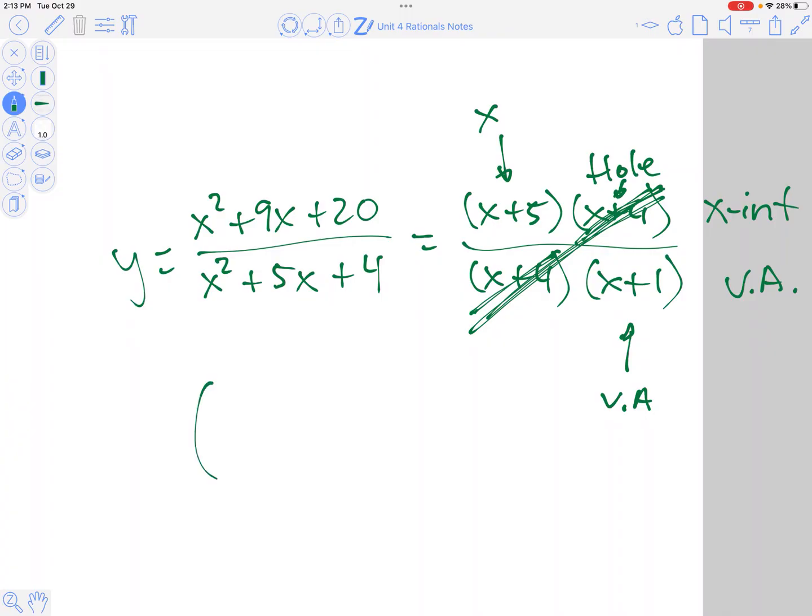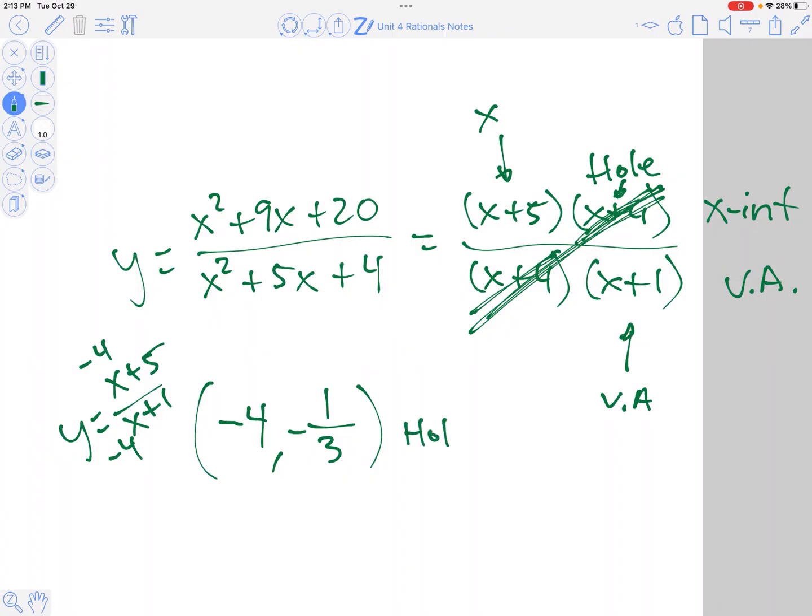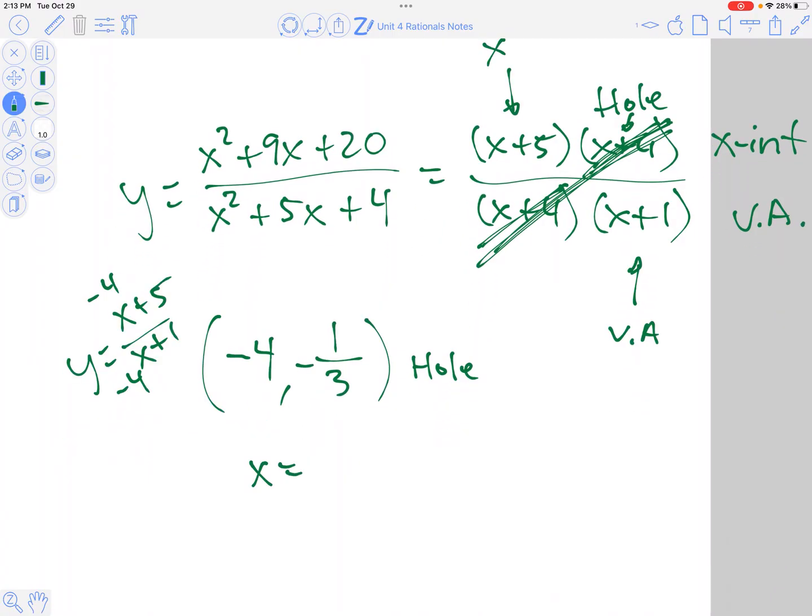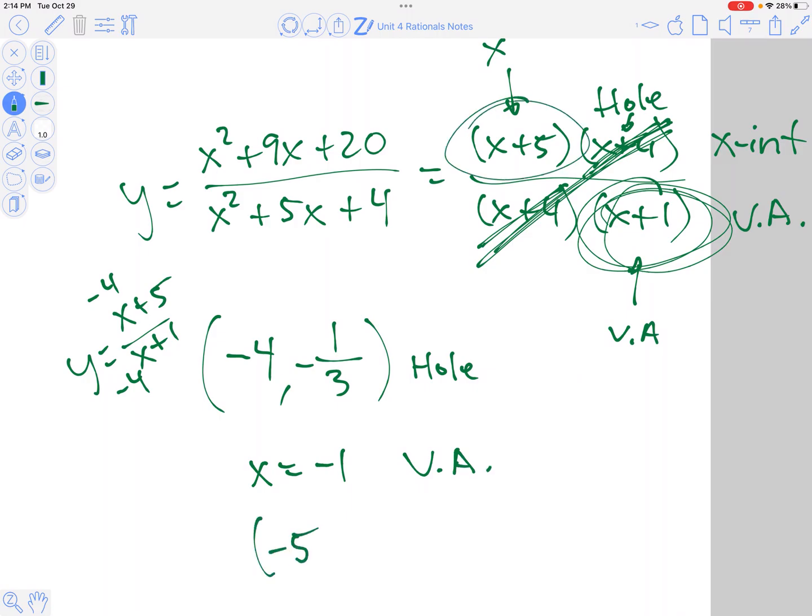Okay, so our hole is at -4, because -4 plus 4 will make 0. You can't divide by 0. In the top you can have a 0, but anyways, and then they become a hole, right? So we're going to take our simplified form, x plus 5 over x plus 1, plug in a -4. So we'll get a 1 on top and a -3 on bottom. So it'll be -1/3. That's our hole. Okay, our vertical asymptote is going to be at -1. If that becomes -1, we're dividing by 0, which is a problem. And then we're going to have an x-intercept at -5, because -5 plus 5 will make 0, which will cause an x-intercept, and it's okay to make 0 on the top.